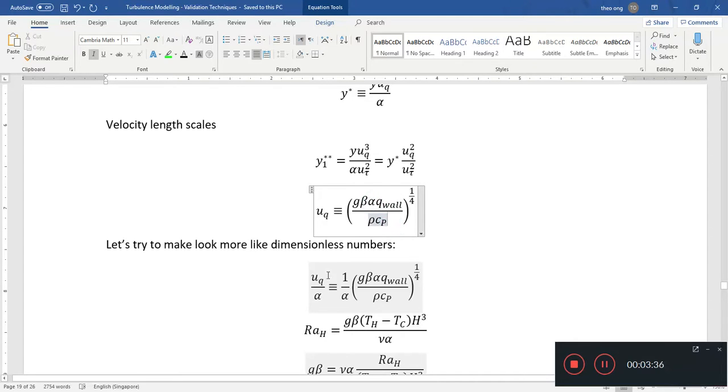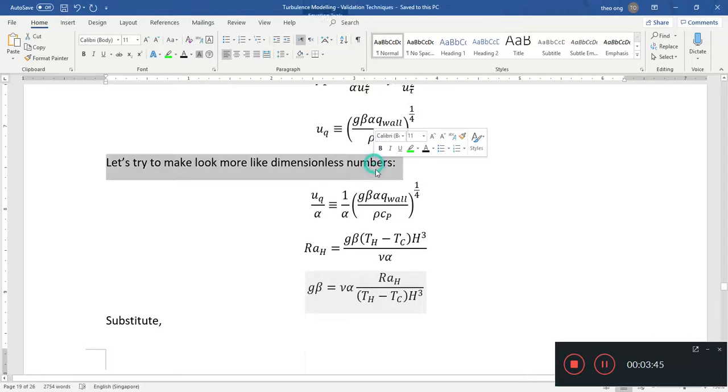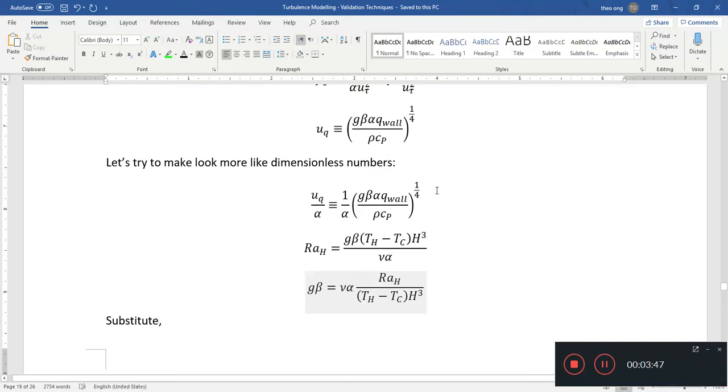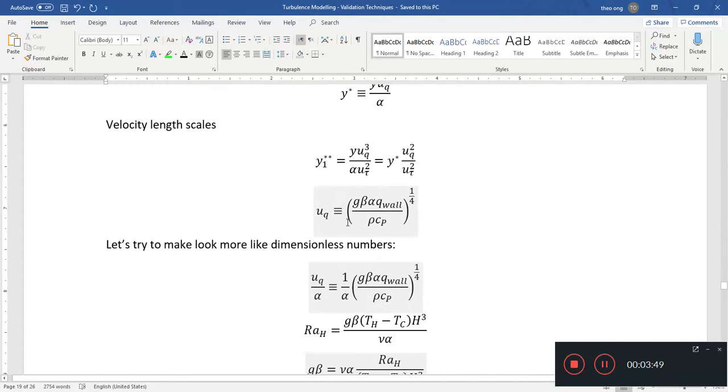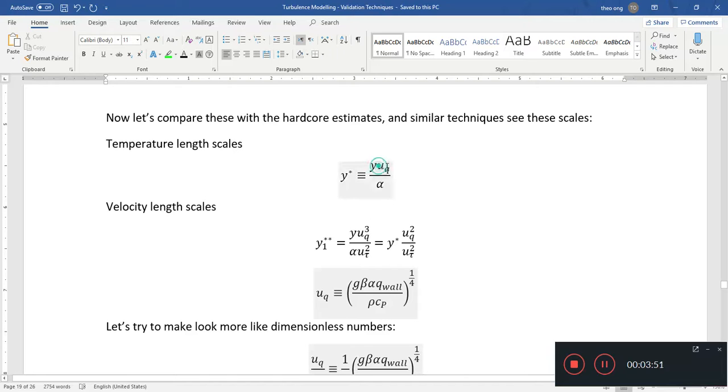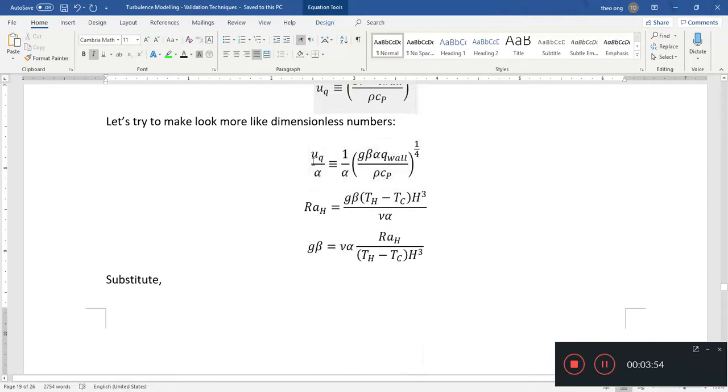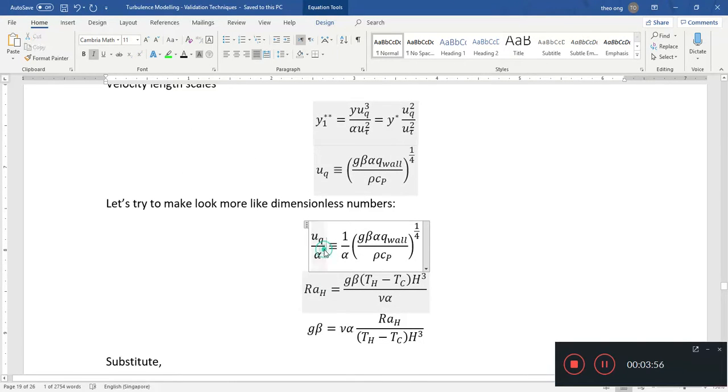If you take a look at this, calculating all of it will be quite a headache. So let's try and make it look more like it's made out of dimensionless numbers. The interesting thing we want to calculate is uq over alpha. So let's try calculating uq over alpha, which is 1 over alpha times uq. uq is this thing here, so I just copy and paste it over here.